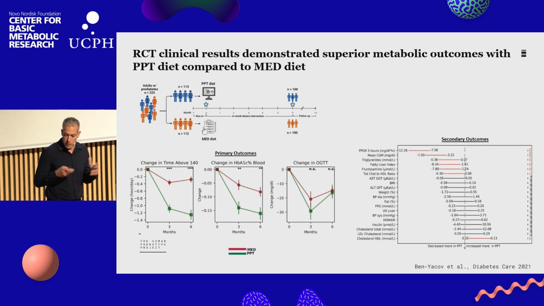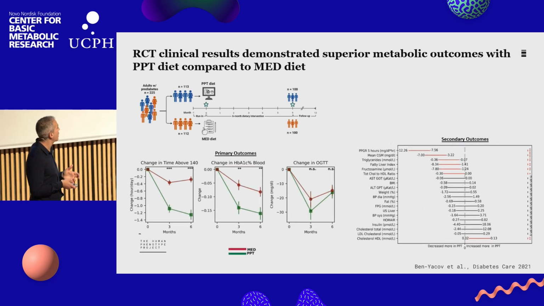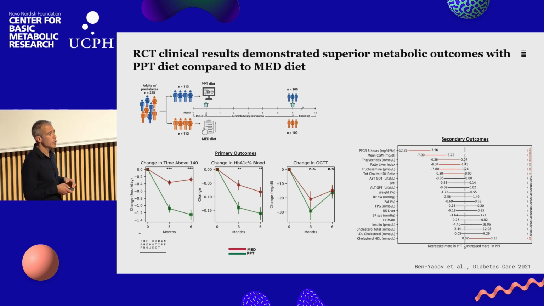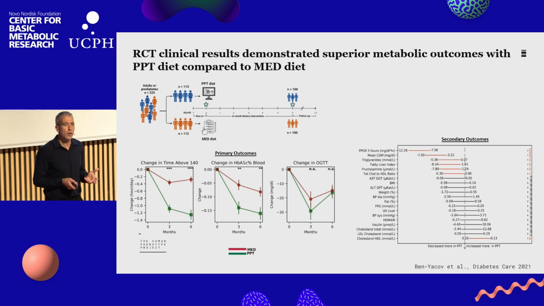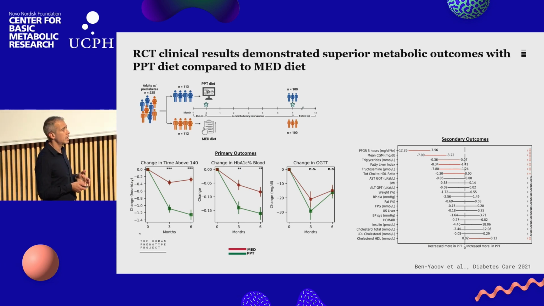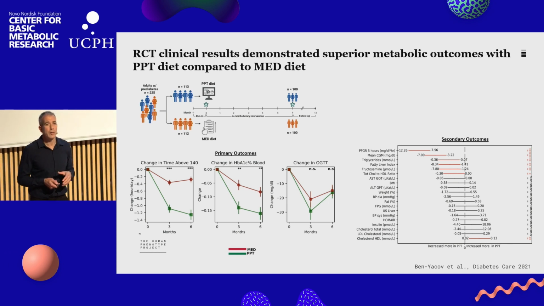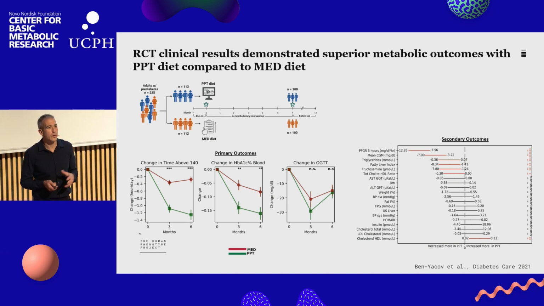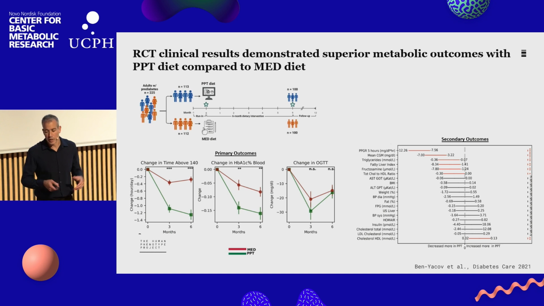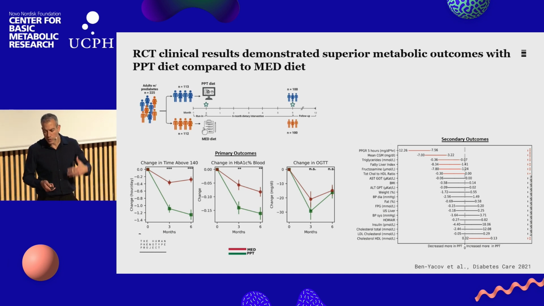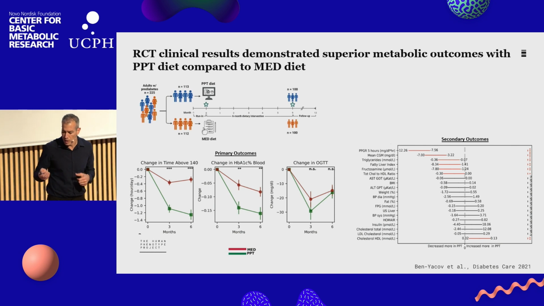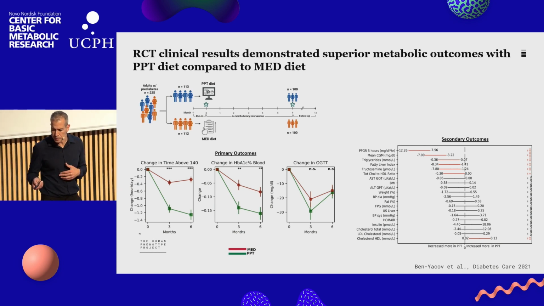And statistically looking at the primary outcomes in the center panel, hemoglobin A1C, which is the average glucose levels in the past 3 months. In the red curve, you can see an improvement on the Mediterranean diet after 6 months of intervention, but we get double the improvement on the algorithm diet. And on the right-hand side, we have multiple metabolic parameters that also improved in people following this diet, some of them improving more significantly on the algorithm diet compared to the Mediterranean diet.